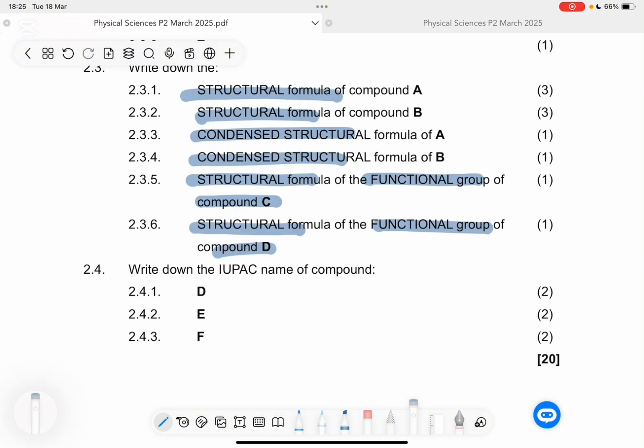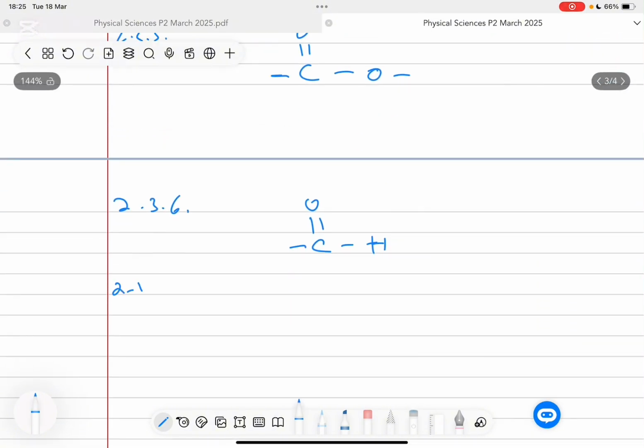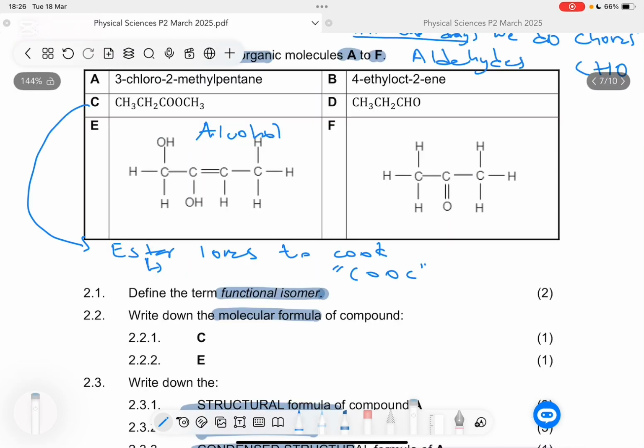Now we are going to do question 2.4, which says write down the IUPAC name of the compound. So the first one is compound D here at 2.4.1. So we are doing 2.4. Now, the best way of answering this question is to write the structural formula of this for you to be able to see it. If you are able to write it using a condensed structural formula, that's fine.